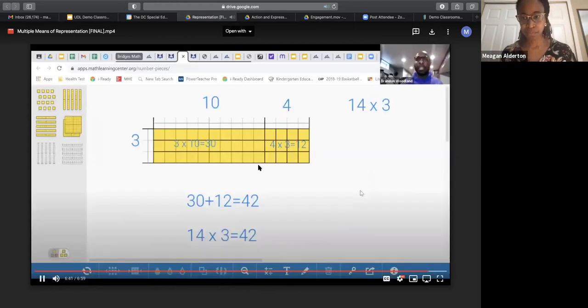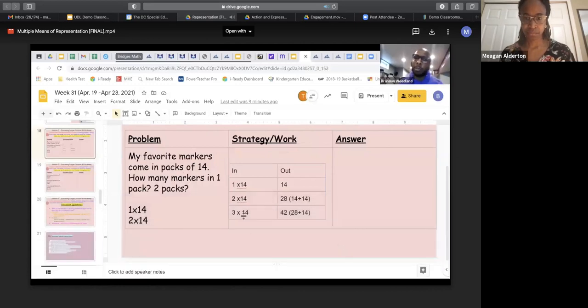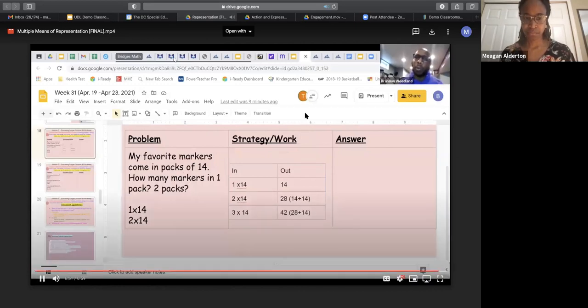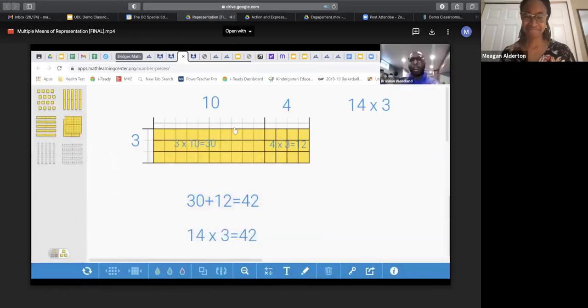I was able to connect, okay, my area model with my ratio table. You guys see that? I was able to connect my area model with my ratio from earlier. Exactly. I was able to connect my area model with my ratio table.